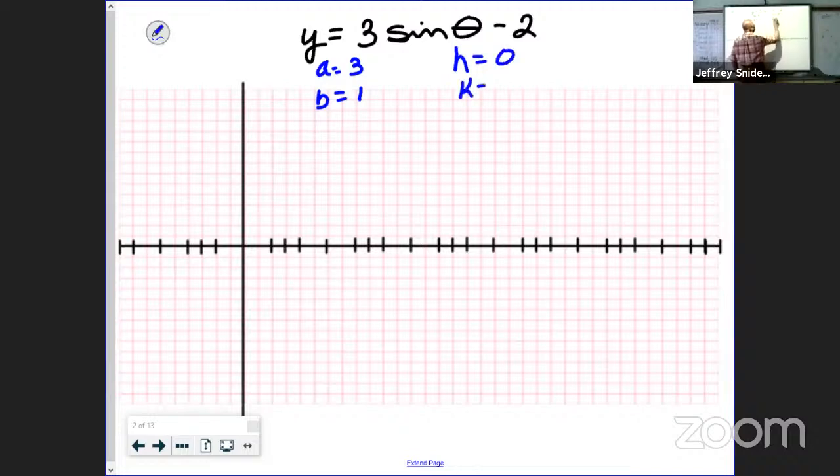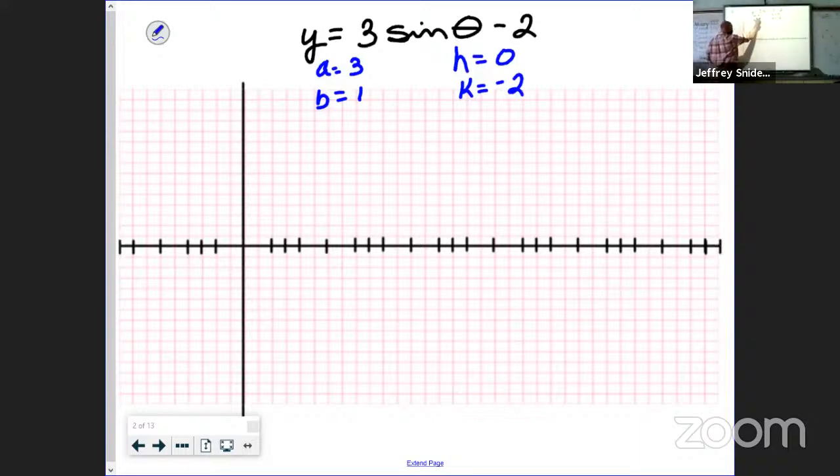0, and the K value is -2. How do I know that that's not the H value? It's not in parentheses, and I can't say it's being subtracted just from theta. It's being subtracted from 3 sine theta.